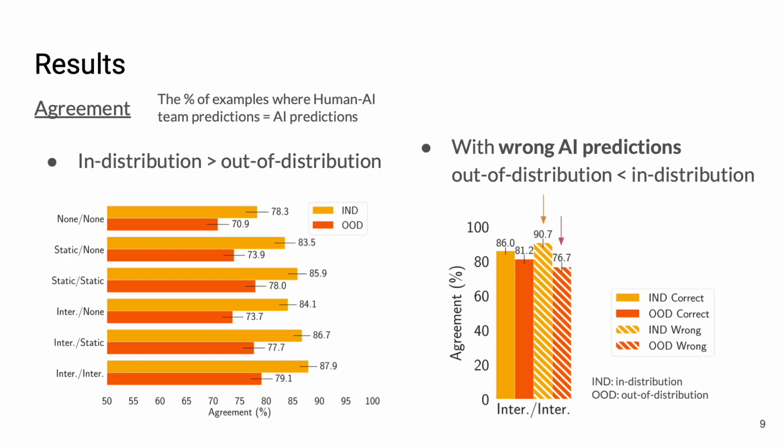However, for out-of-distribution examples, the red bar shows that human AI teams only make the same mistake 76.7% of the time. This suggests humans may be better at providing complementary insights into AI mistakes for out-of-distribution examples. We are only presenting the interactive condition here, but the observation is consistent across all explanation types.